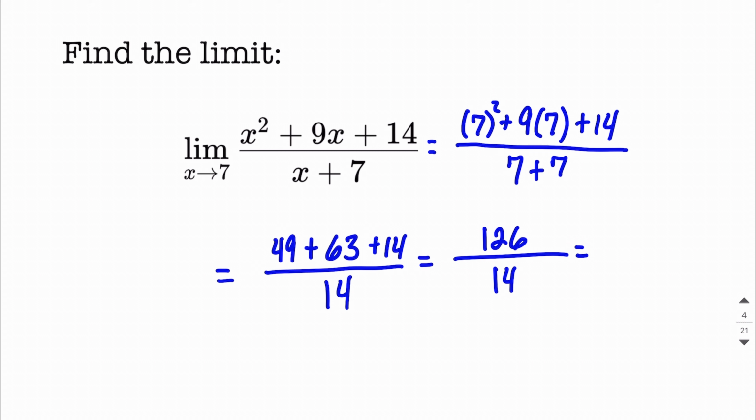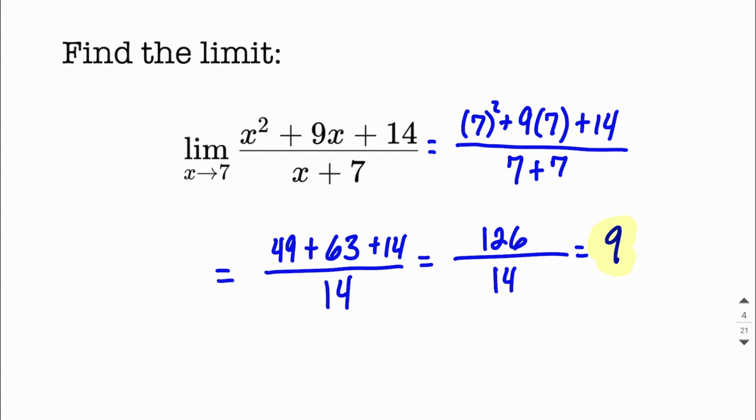And from there, that can be reduced a little bit further. 126 divided by 14 works out to be 9. All right, because we didn't get 0 over 0 or some number divided by 0, we just got to a number. That's the limit. And we're done.